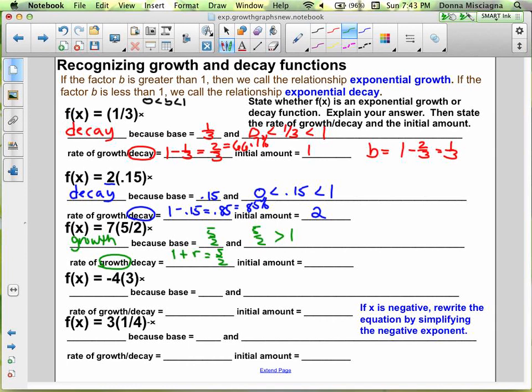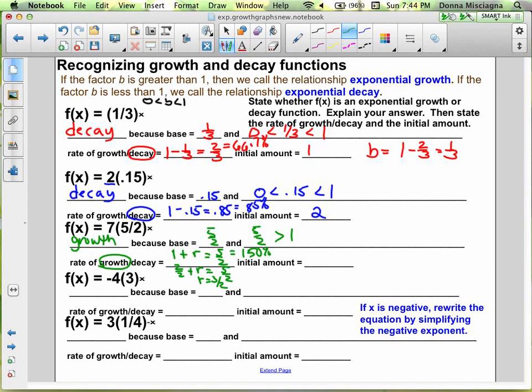1 is the same as 2 halves, right? So 2 halves plus r is 5 halves. That means r is 5 halves. Excuse me, is 3 halves. Yes, I can subtract 5 minus 2. 3 halves. So r is 3 halves. As a percent, that would be 1.5. That's 150%. I so should have made that line a little bit longer.